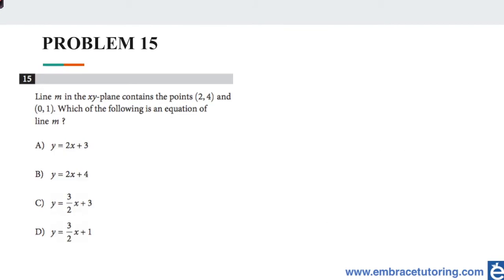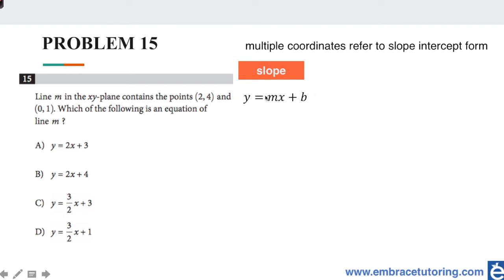Number 15 states, line M in the xy-plane contains the points (2, 4) and (0, 1). Which of the following is the equation of line M? I quickly skim my answer choices. I notice everything is in slope-intercept form. I also see that I have multiple coordinates, and multiple coordinates generally refers to the fact that I'm going to use slope-intercept form, and more specifically y equals mx plus b, and if necessary, my y2 minus my y1 over my x2 minus my x1.